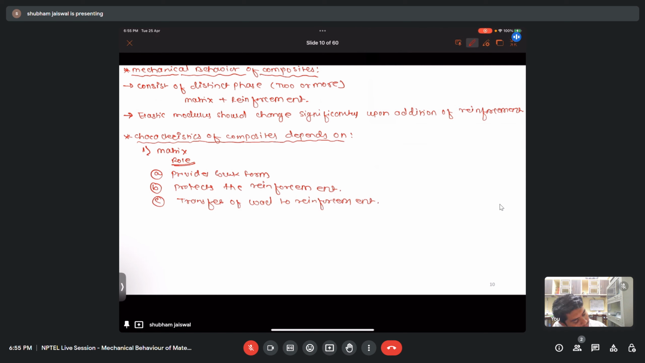And the fourth one is the partial deformation. So these are the roles of matrix, and it influences the characteristics of composite.